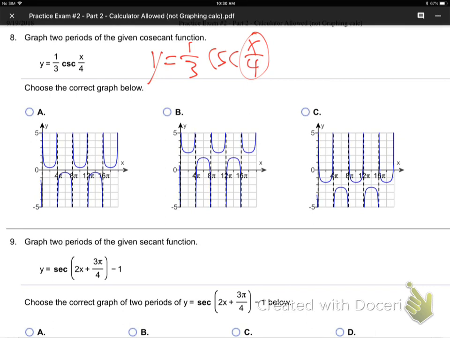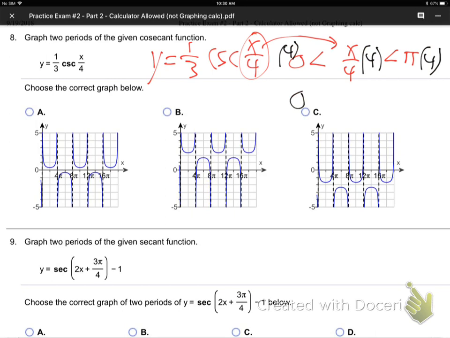So what are the normal cosecant boundaries? 0 to pi. Yeah. So put x over 4 right in there. Good, and then solve for x. How do I do that? How do I solve for x there? Multiply by 4, huh? Yeah, good job. Multiply through by 4 there. So 0 times 4 is just 0. These cancel, and this is 4 pi.